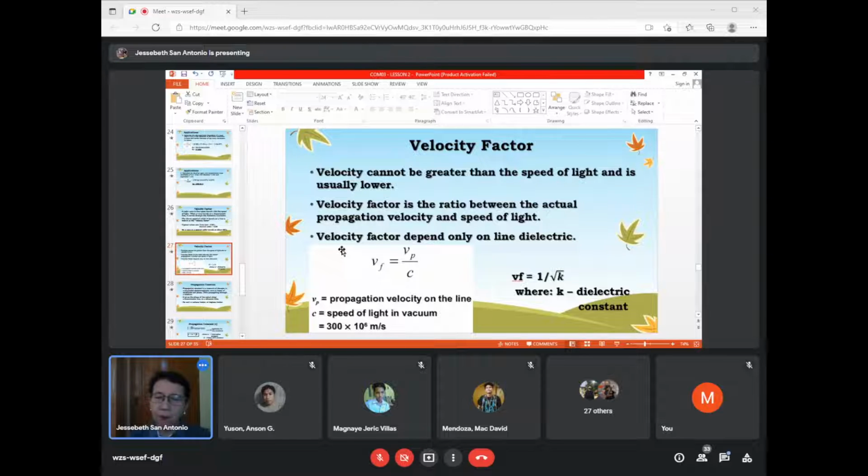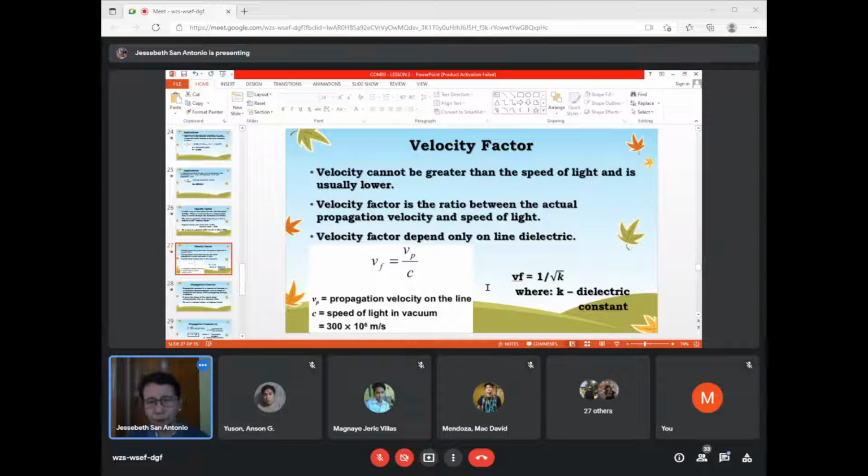So the velocity of propagation, VP, is very much affected by the dielectric being used. The velocity factor is VF. So VP is the velocity of the signal as it propagates on the line, and C or VC is the speed of light. This is what I said: 3 times 10 to the 8 meters per second, or 3 times 10 to the 10 centimeters per second.